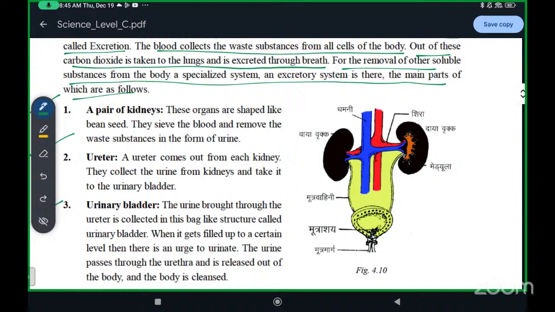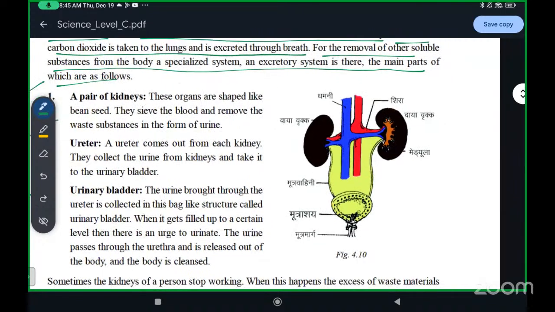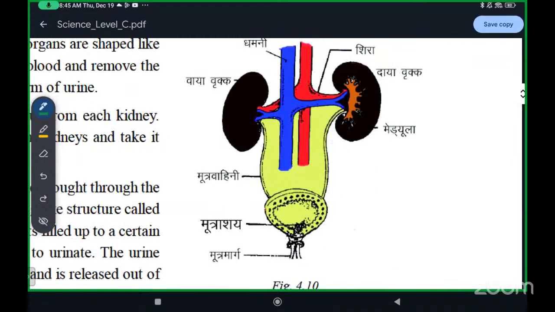Its thin walls allow the smaller molecules like waste and fluid to pass into the tubule, but larger molecules like proteins and blood cells stay in the blood vessel. Then the second part is known as the tubule of the nephron. Nephron is the main structure. Shall I show you an image of it? One second.